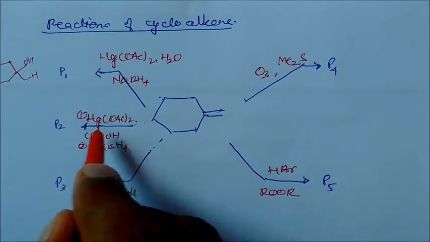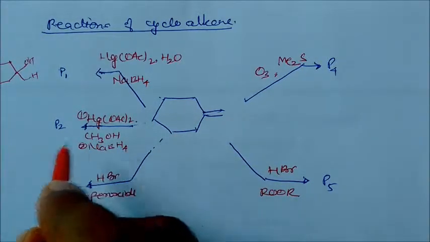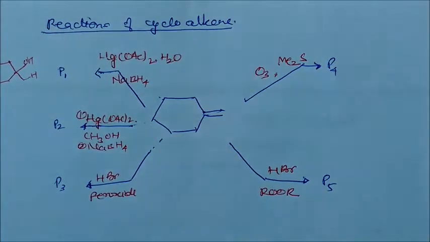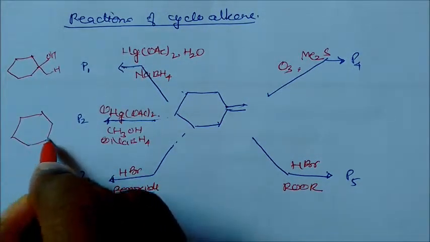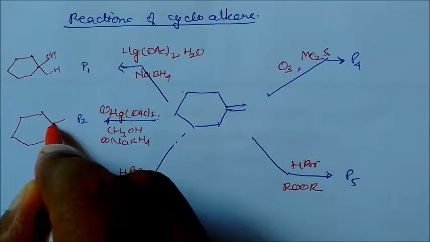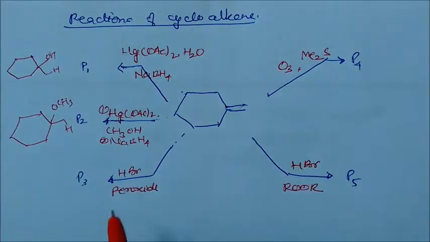Similarly, you can see this is also the Markovnikov rule. So instead of water, here methanol is present. So we will get a product like this one. So we will get here, this side again OCH3 and this side will be your hydrogen. So this is the product.